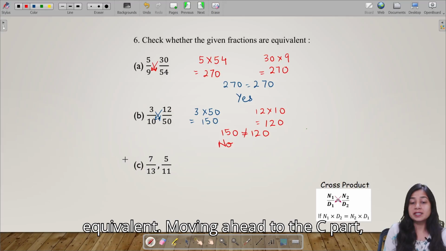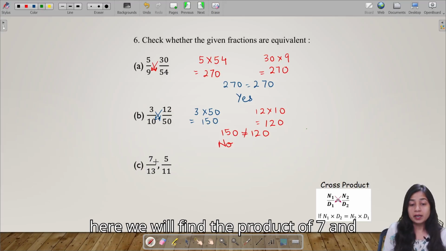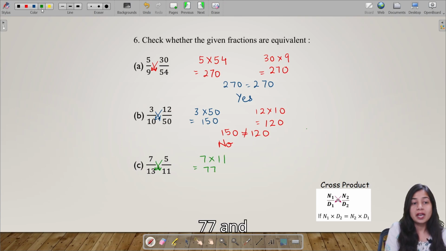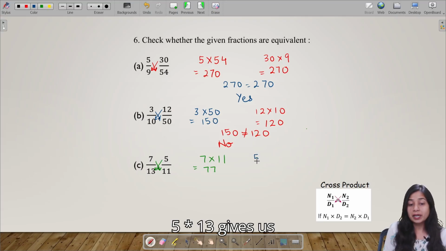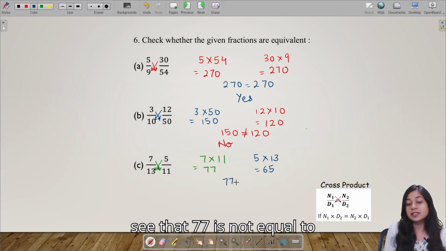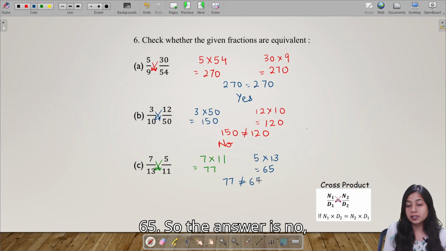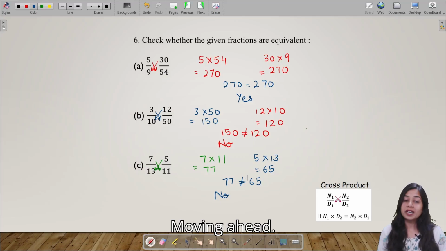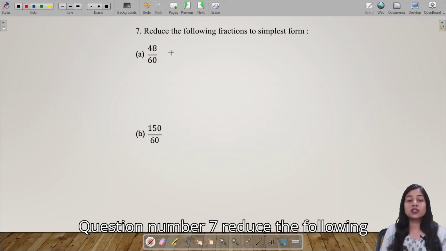Moving ahead to the C part. Here we'll find the product of 7 and 11, 5 and 13. So 7 multiplied by 11 is equal to 77 and 5 multiplied by 13 gives us 65. So here also we can see that 77 is not equal to 65. So the answer is no, the fractions are not equivalent. Moving ahead. Question number 7.